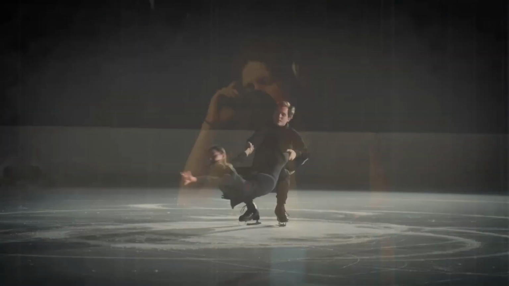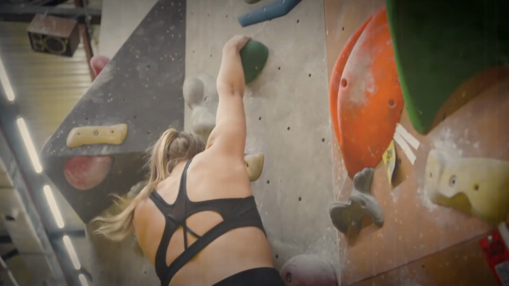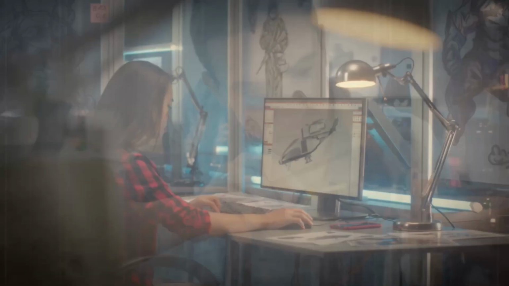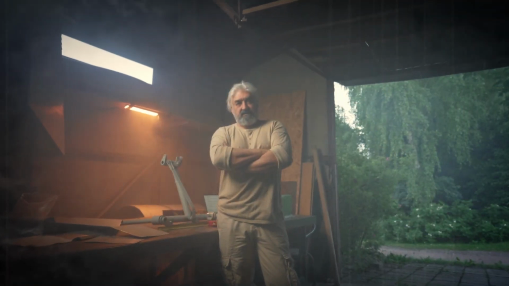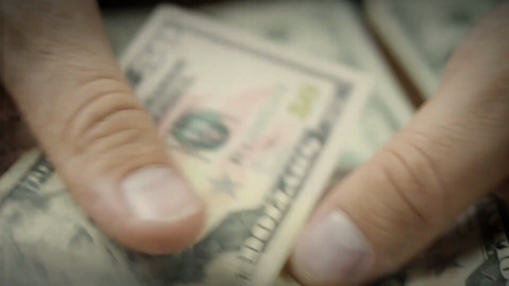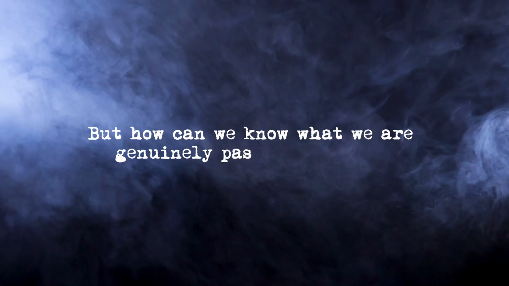If you're passionate about something that can either lead to a product others want to consume or a skill others wish to have, we have the foundation of a successful business, assuming we know how to monetize it. But how can we know what we are genuinely passionate about?